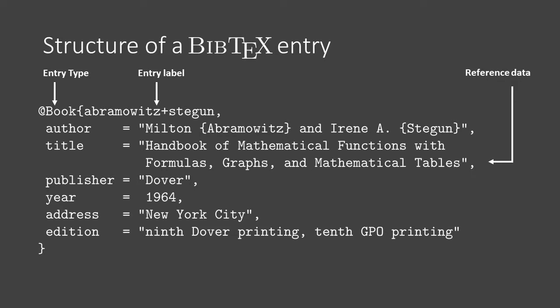The data for a reference item is kept as key value pairs, with the keys or fields indicating what kind of data it is. For example, author, title, pages, etc. The label and reference data are kept in curly braces. There should be a comma after the label and after each key value pair.